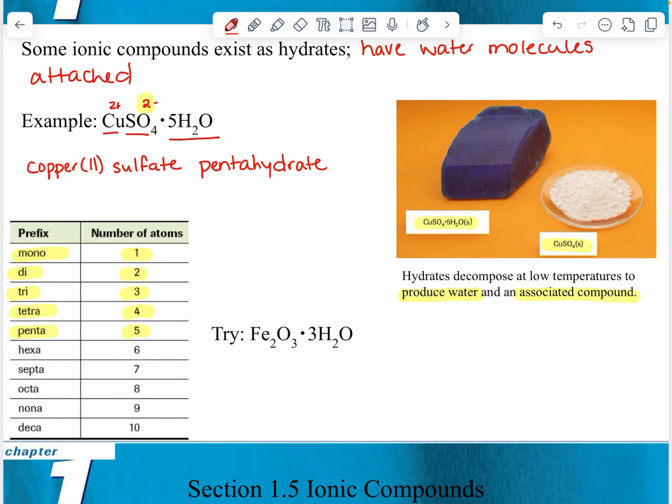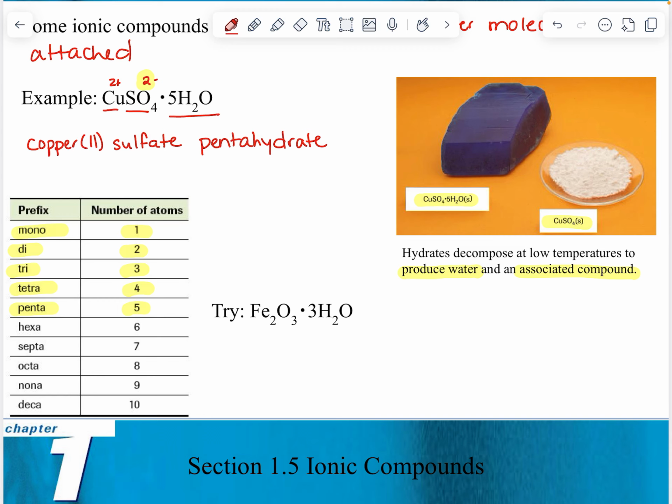So here we have another example. So we have iron. Again, iron could be 3 plus or 2 plus. So I look, oxygen's 2 negative. To balance that out, we must have the 3 plus iron. So the name for this one would be iron 3 oxide and then 3 waters. So that would be trihydrate. Okay. So we're adding the hydrate part with the number that we have using the molecular prefixes.